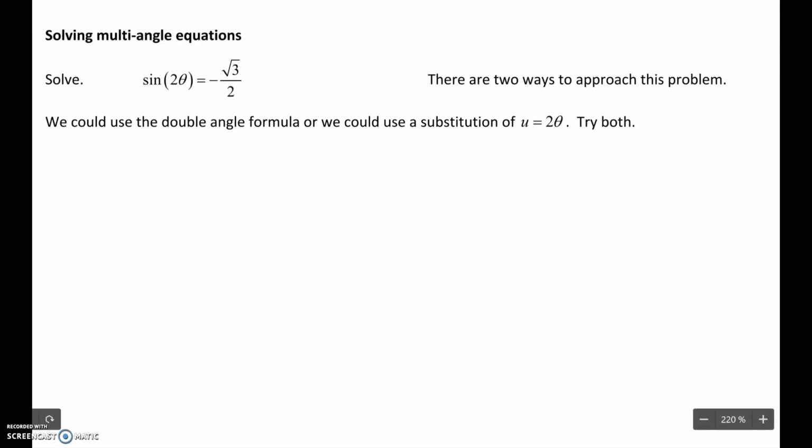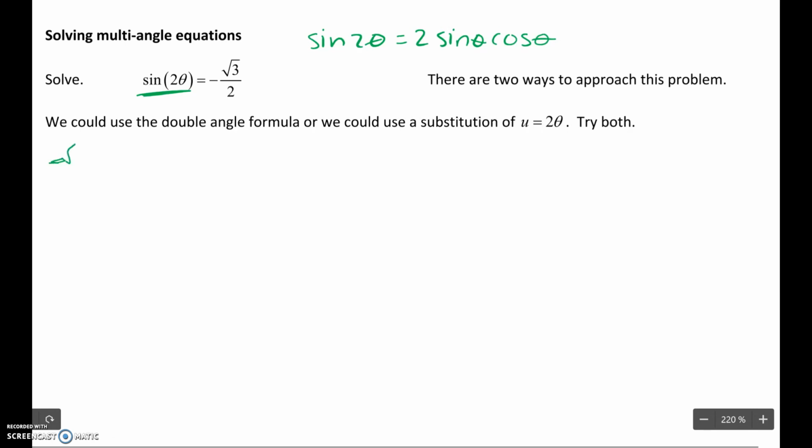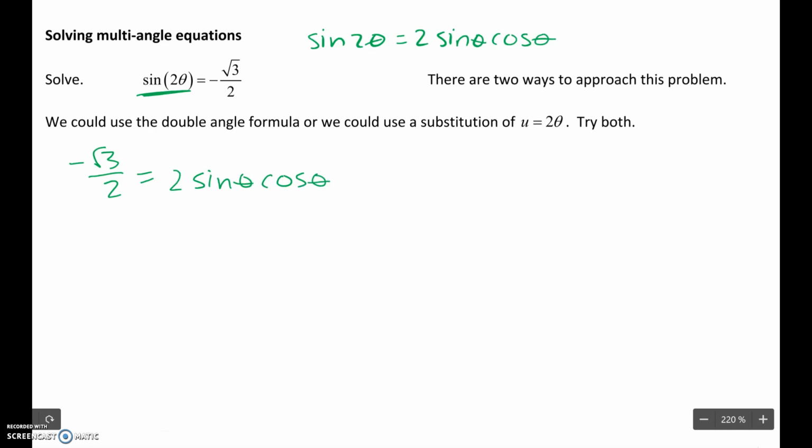All right, solving multiple angle equations. So we have a formula, right, for the double angle. We know that formula because we memorized it. Sine of 2 theta equals 2 sine theta cosine theta. So we have two choices on how we're going to solve this. You can either use that formula, so sine of 2 theta, which is negative root 3 over 2, equals 2 sine theta cosine theta. Or we can use substitution.